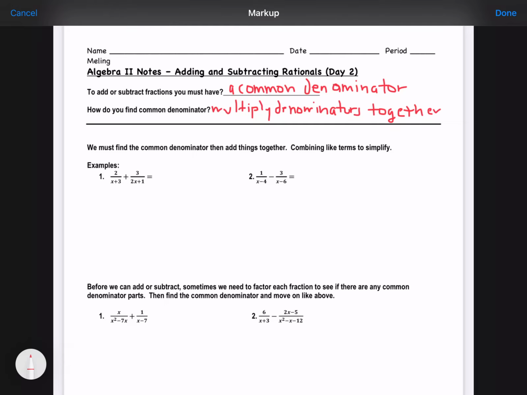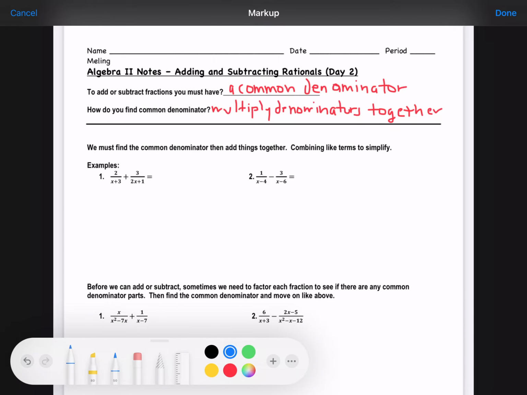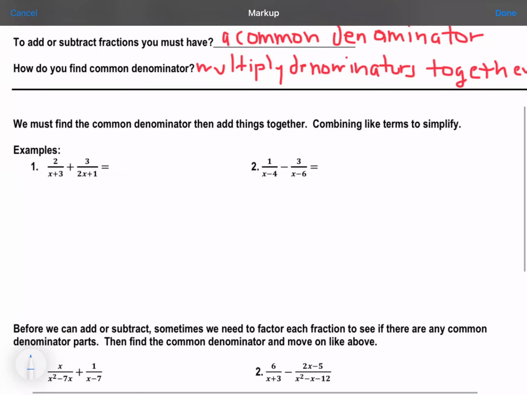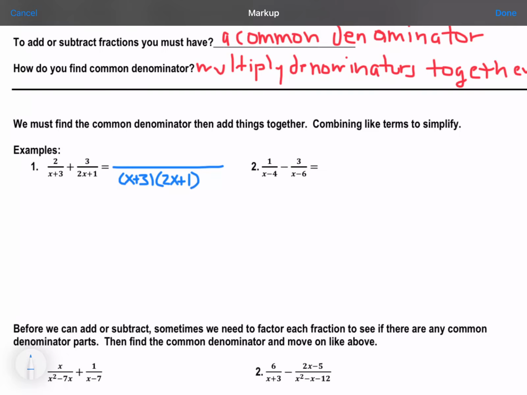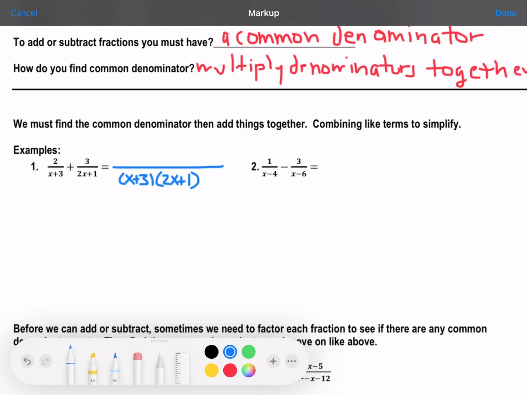Okay, so let's look at some of these examples. We must find the common denominator, then add things together, combining like terms to simplify. So we have 2 over x plus 3 and 3 over 2x plus 1. Neither denominator is the same, so our common denominator is going to be x plus 3 times 2x plus 1. And so then we need to multiply.